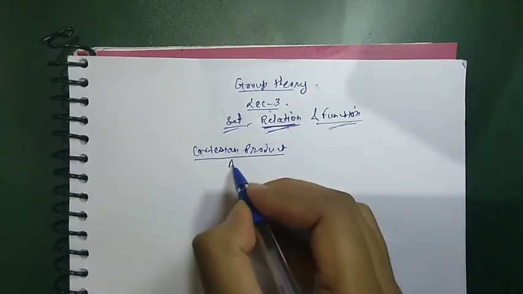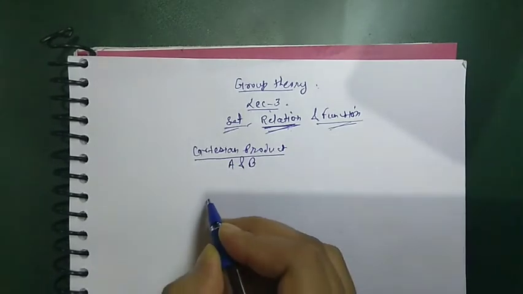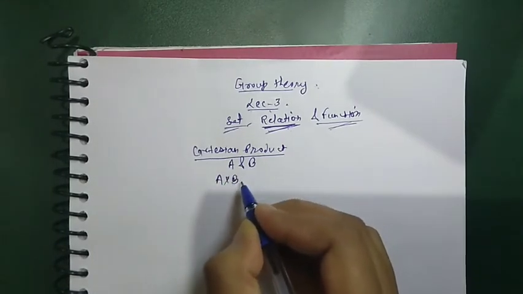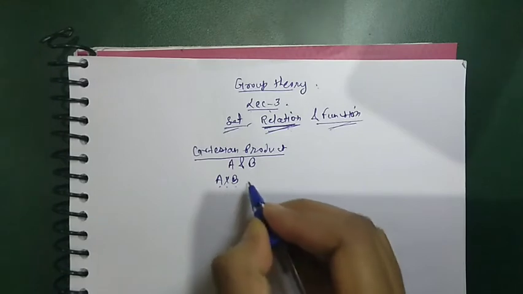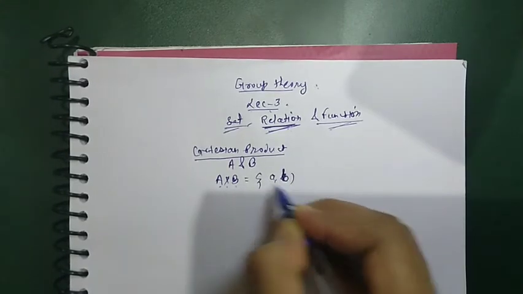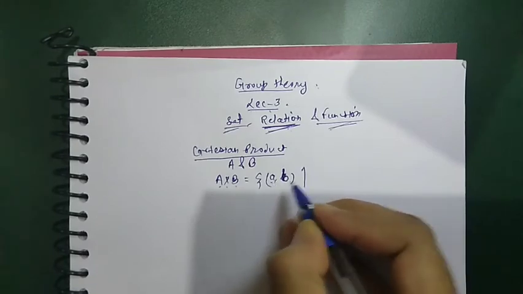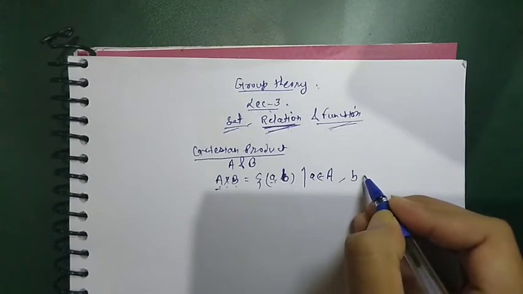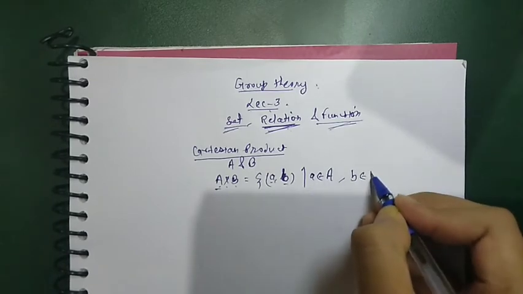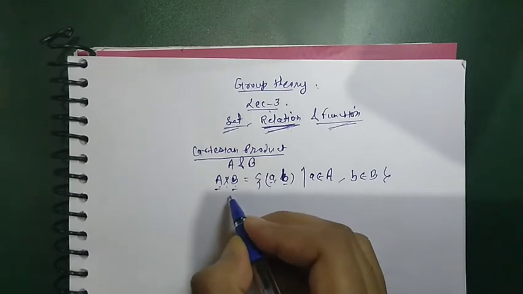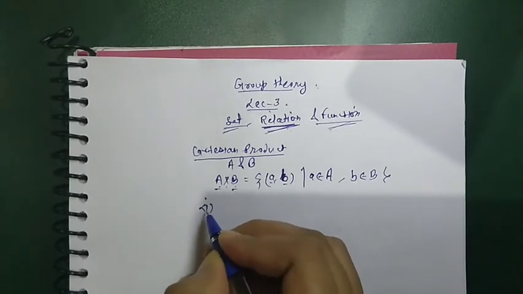Cartesian product. Let A and B be two sets, then the Cartesian product of these two sets is represented by A cross B, which can be given as the set of ordered pairs (a, b) such that the first coordinate a belongs to capital A and the second coordinate b belongs to the second set capital B. So this is the definition of Cartesian product. Now we are going to see some properties here.